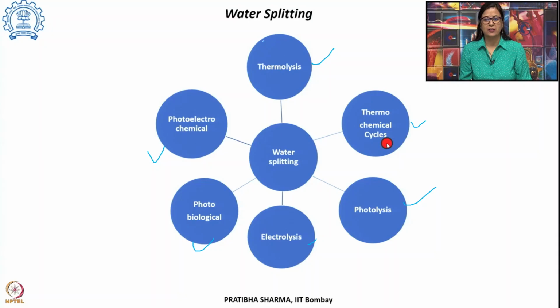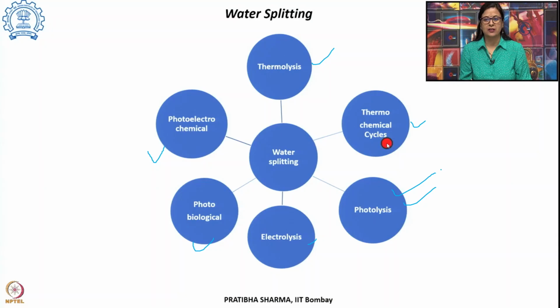Next is the thermochemical cycle, which means with the help of temperature and chemicals, with the help of heat as well as some chemicals. Okay. Next is the photolysis.